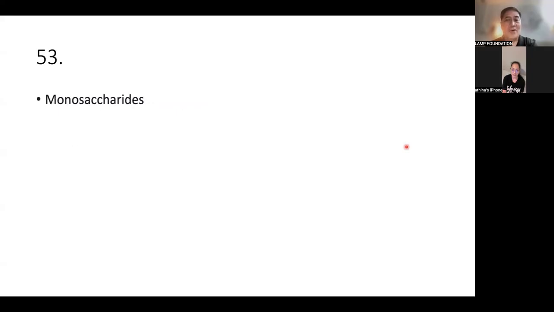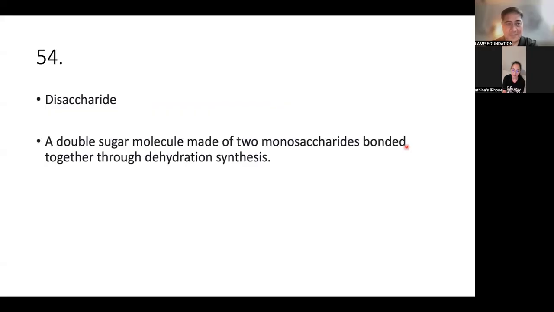The starches and sugars present in foods are called carbohydrates. What are monosaccharides? Monosaccharides are single sugar molecules. So they're called mono, no? What are disaccharides? They are a double sugar molecule made of two monosaccharides bonded together through dehydration synthesis. Great.